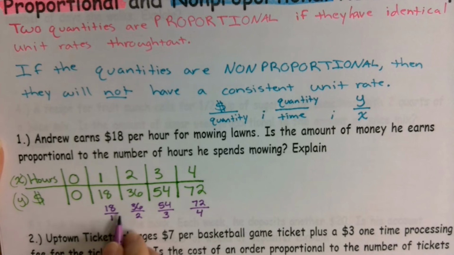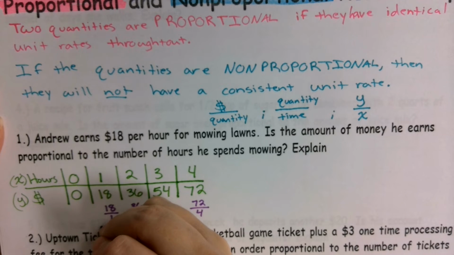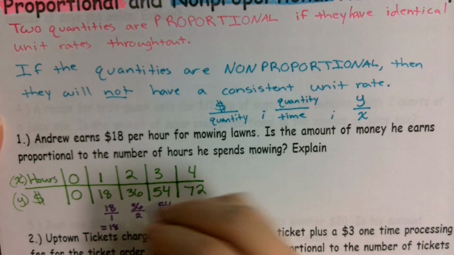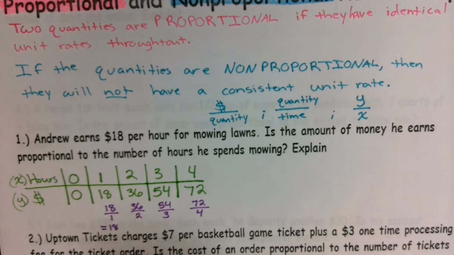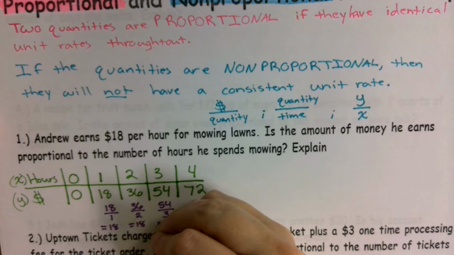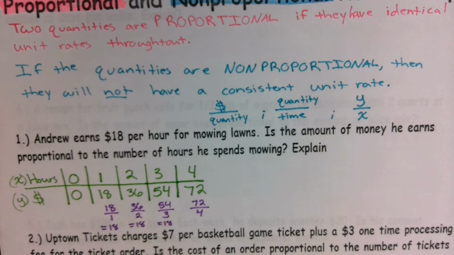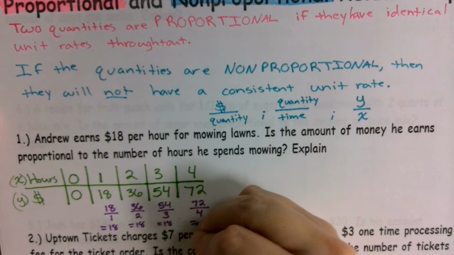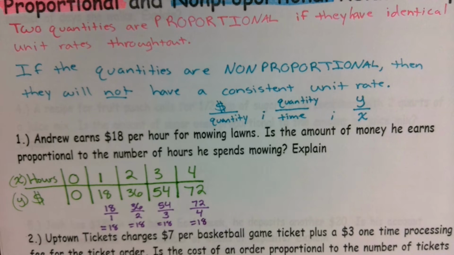So 18 divided by 1 is what, guys? 18. 18 divided by 1 is going to give us 18. What about 36 divided by 2? 18. Okay, what about 54 divided by 3? 18. Good. And 72 divided by 4? 18. Okay, so is the unit rate consistent throughout the entire problem? Yes, it is consistent throughout the entire problem. That means that this is a proportional relationship.